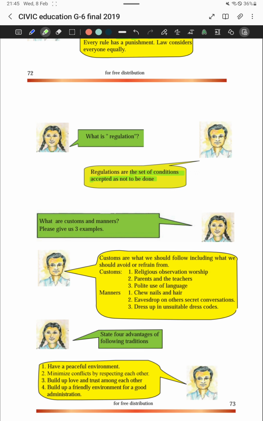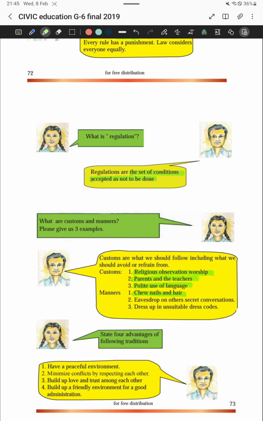Customs and manners: customs are like religious observances, where you have to worship, and you have to respect your parents and teachers, and use polite language. Those are called customs. But manners mean never bite your nails and never bite or chew your hair, like most of the girls are doing, chewing their hair, and never eavesdrop on other people's secret conversations.